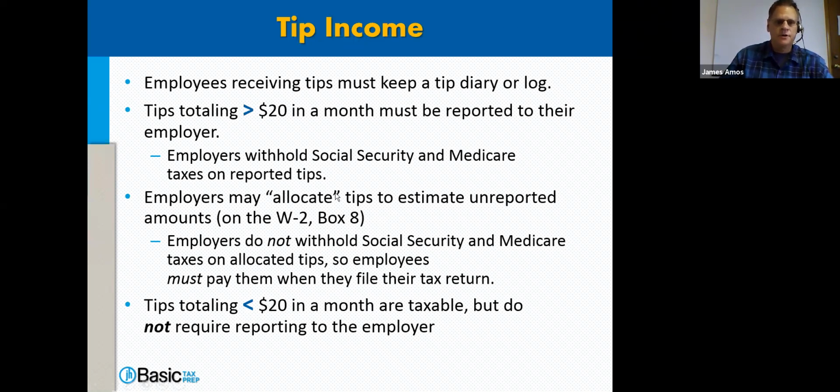Incidentally, these are not good. Allocated tips usually tend to be higher than the actual tips, in some people's cases anyway. So allocated tips can really hurt somebody because there's no Social Security and Medicare taxes taken out. So if you have $10,000 of allocated tips for the year, they're going to end up paying how much for Social Security on that? What percentage?